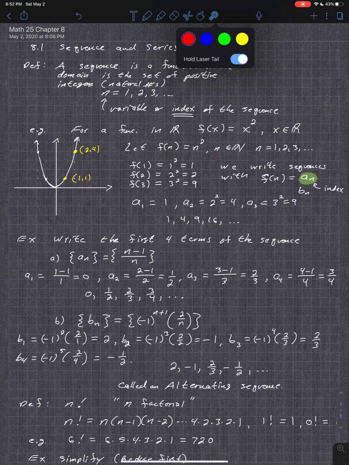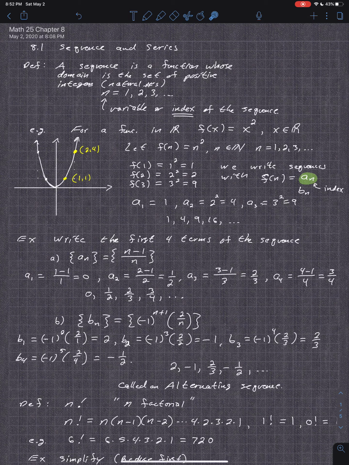So let's go ahead and talk about and define a sequence. The first thing we talk about is a sequence in 8.1. So here's the definition. A sequence is a function whose domain, the inputs, is the set of positive integers. So the natural numbers: 1, 2, 3, 4, 5, 6, 7, etc.